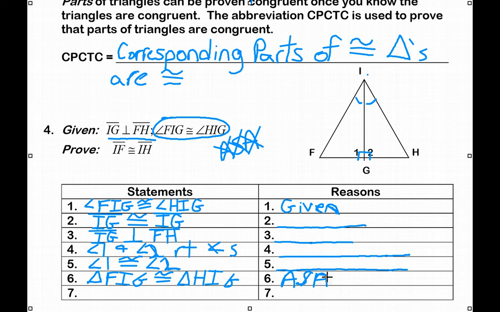And our very last step, because the triangles are congruent, then we can say these sides have to be congruent because of CPCTC. And that is our last step there. I think I might just let y'all write that. IF is congruent to IH. Write that in the last one, because of CPCTC. There you go. Y'all try that next one on your own.